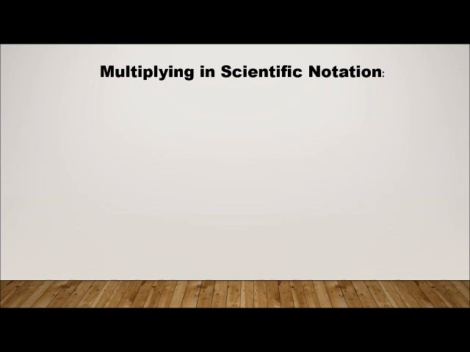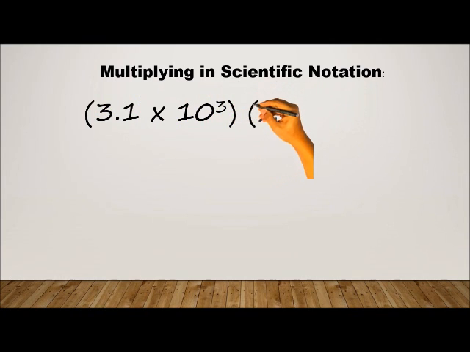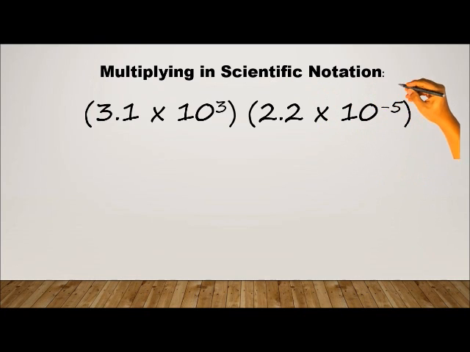It's easier to keep the problems in scientific notation. Let's look at this problem. We're going to look at 3.1 times 10 to the third multiplied by 2.2 times 10 to the negative fifth.